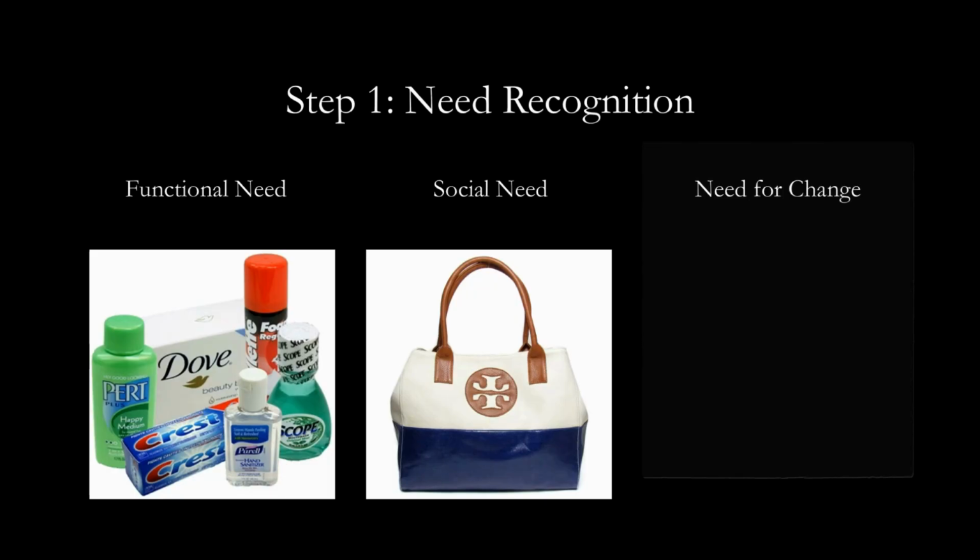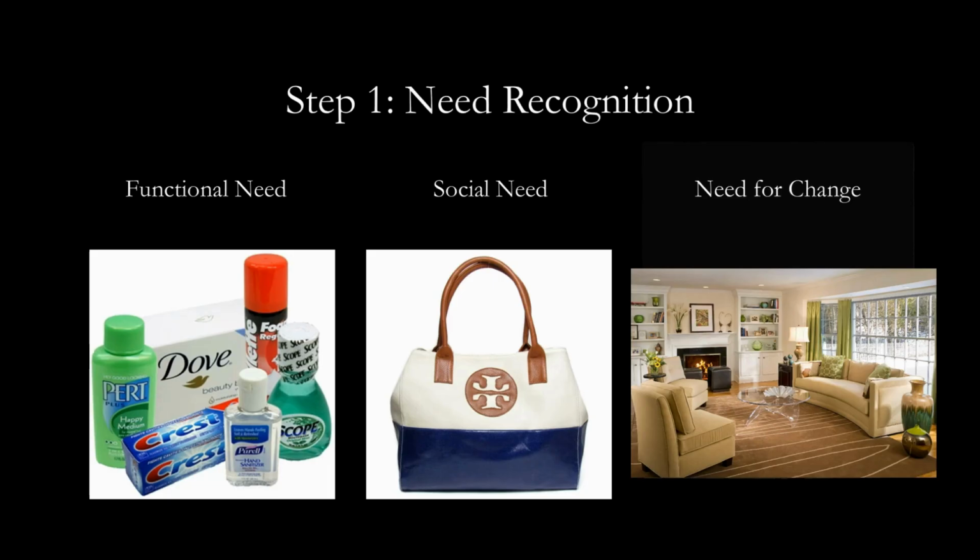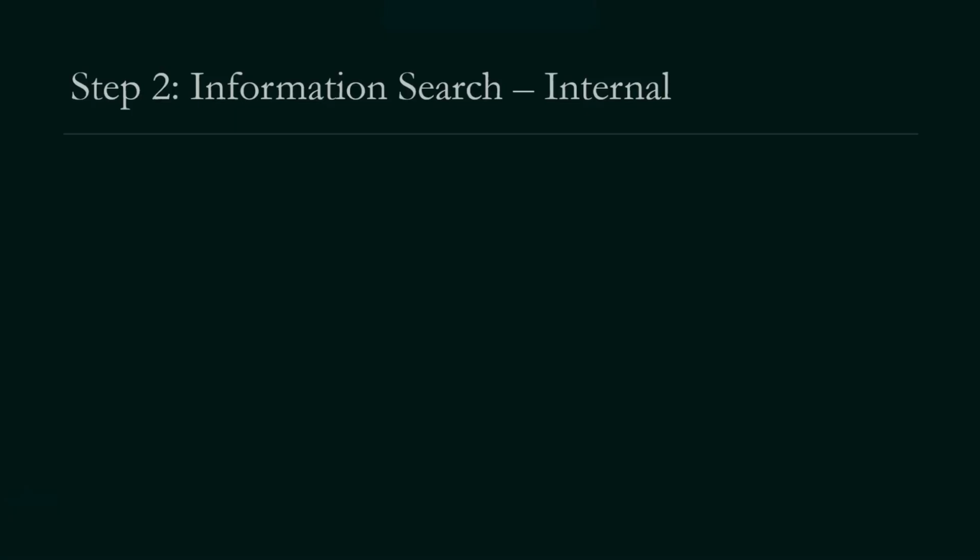The last type of need isn't actually a need at all. It's a want. A need for change is when the need has its origin in a desire from the consumer to change. This may result in the purchase of a new coat or new furniture to change the decoration of your apartment. Now, let's move into the information search stage.